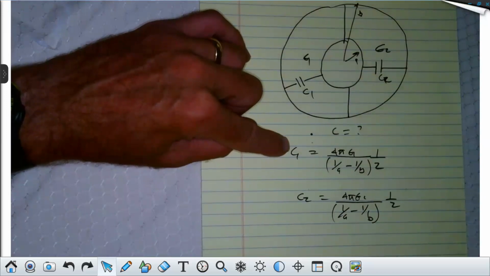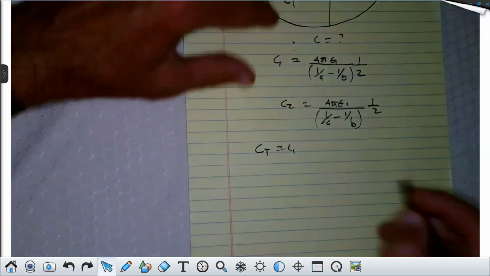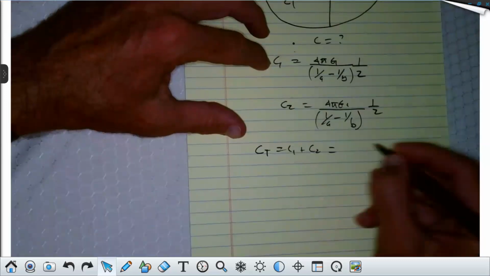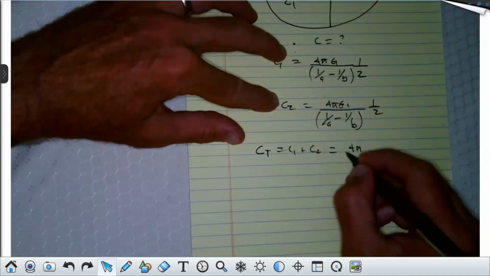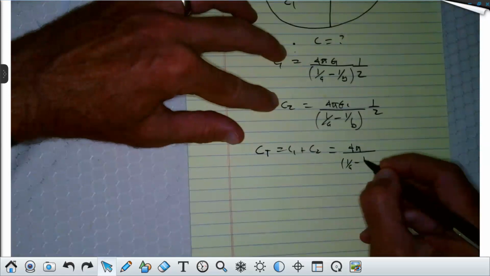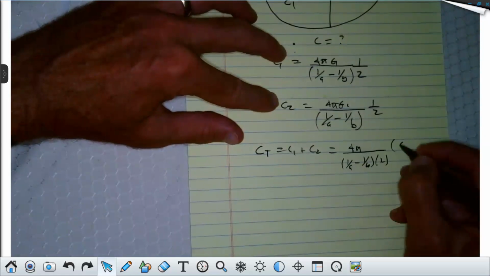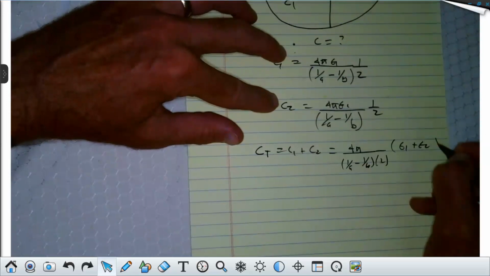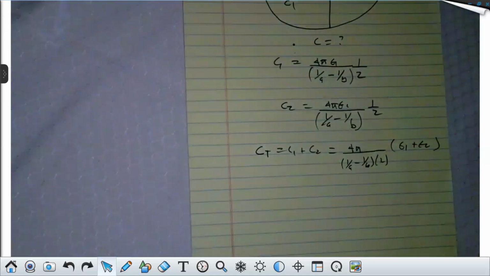When you add the two together, C total being C1 plus C2, what do you end up getting? Well, you get 4 pi over (1 over A minus 1 over B), divided by 2, times epsilon 1 plus epsilon 2. Do y'all agree with that?